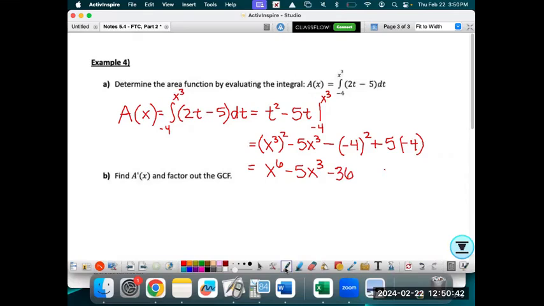So what I would like to notice here is what happens when we take the derivative. Go ahead and take the derivative of that area function, see what you get. And then the derivative of negative 36 is 0. What I would like you to do is also factor out the GCF here. What do you notice is your GCF? Definitely have an x squared and I have a 3.